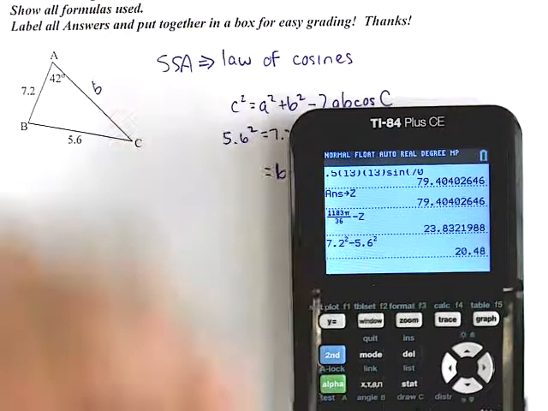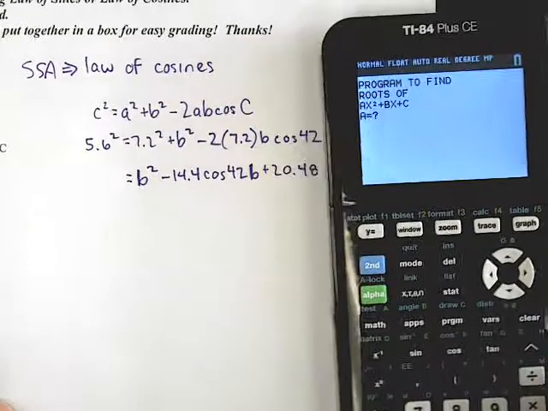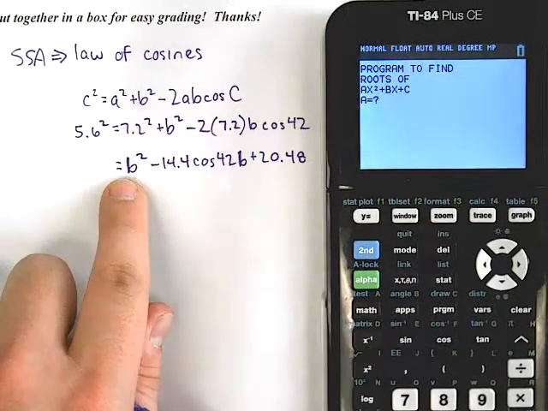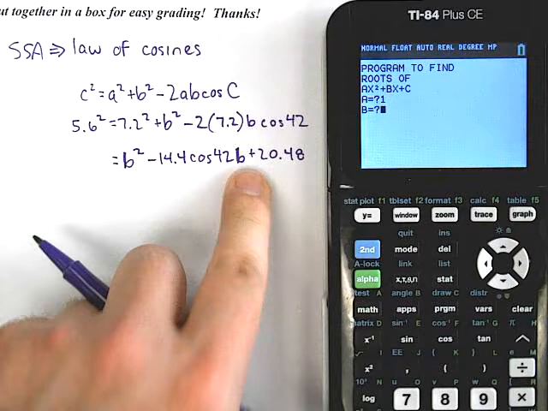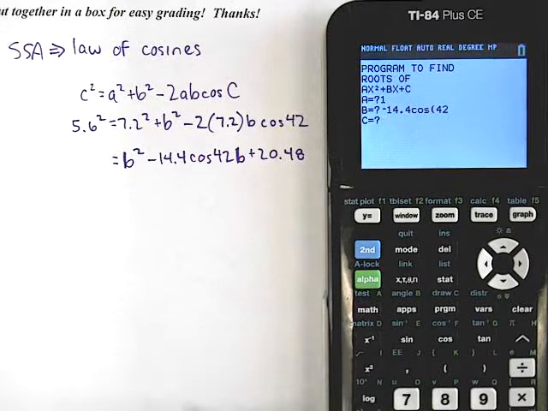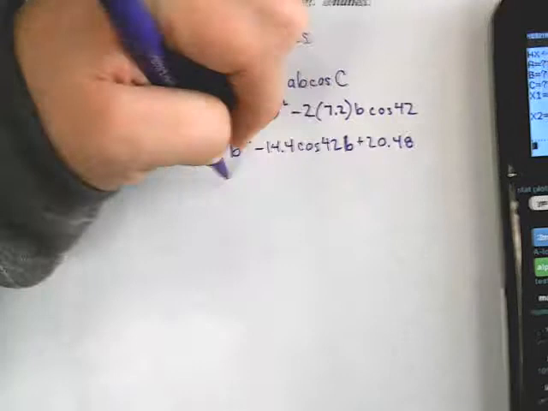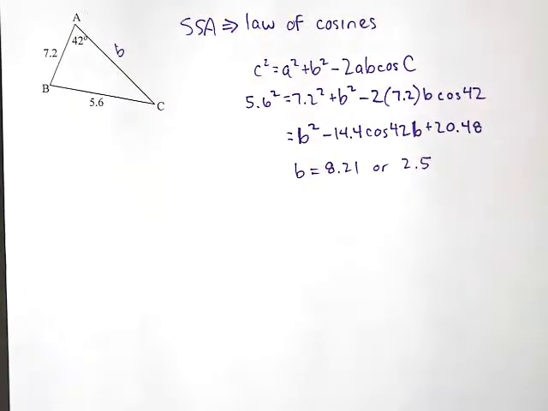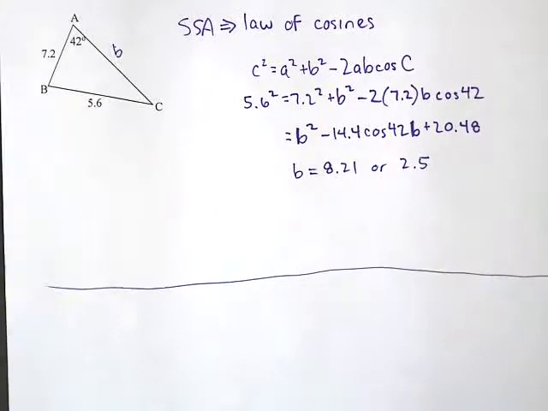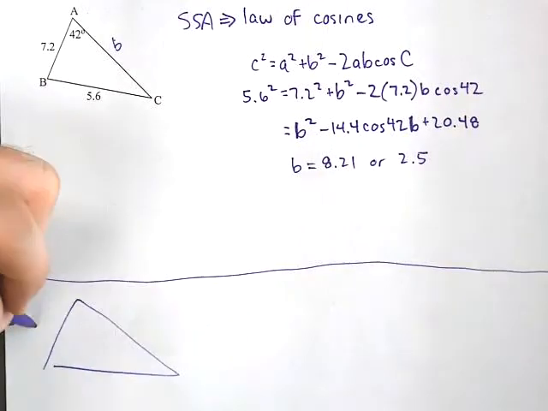Because now that I have that, it's time for the quadratic formula. So my coefficient of b squared is 1. My coefficient of b is -14.4 cosine 42. And my coefficient of c, or I guess my constant, 20.48. And I get two values. I get that b should equal 8.21 or 2.5, which then means that I have two triangles, all right? So I'm going to have to split up my paper. I'm going to redraw one of them. Not the best picture, but it'll do.